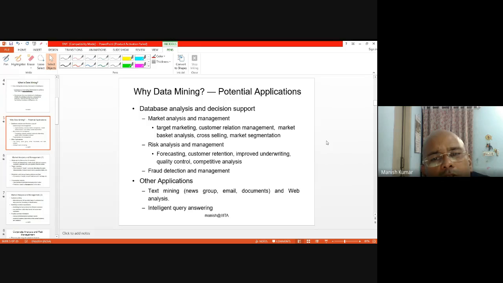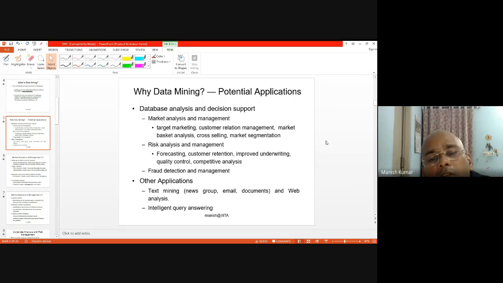Potential applications, obviously, it can be used for market analysis and management. In terms of market analysis, it can be used for target marketing, customer relation management, market basket analysis, cross-selling, market segmentation. Certainly, I'll talk in detail about what market basket analysis is, in the case of association mining.